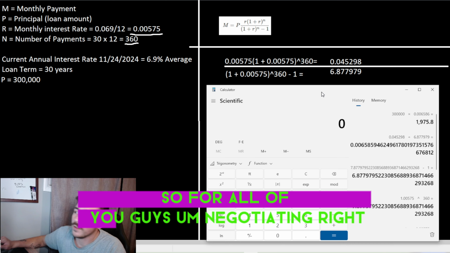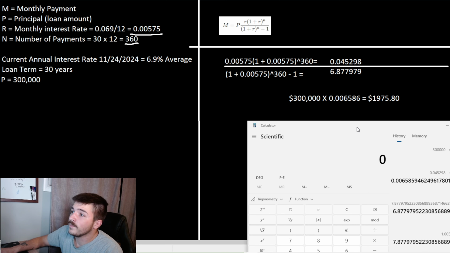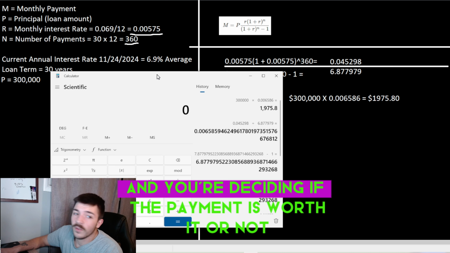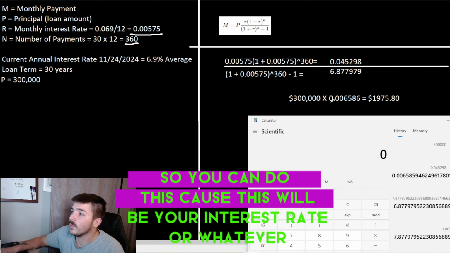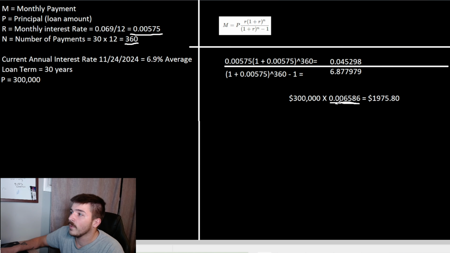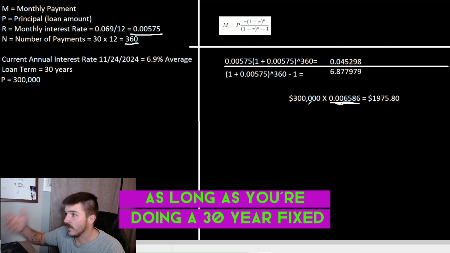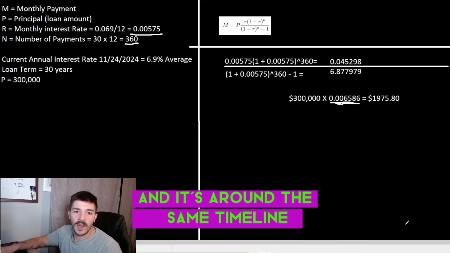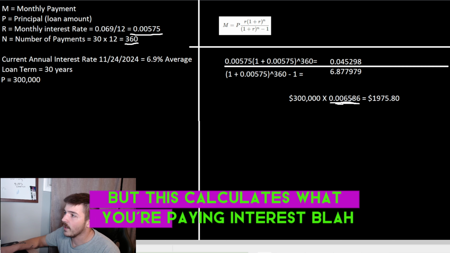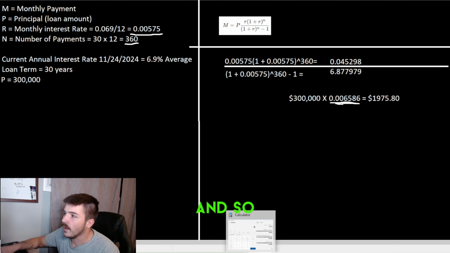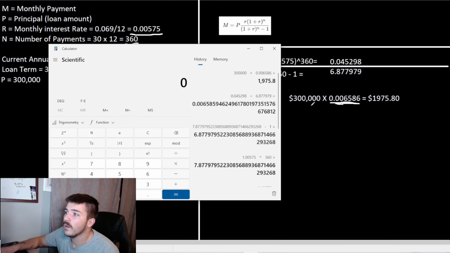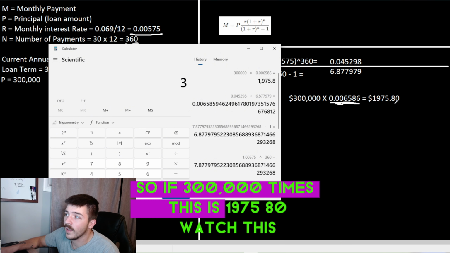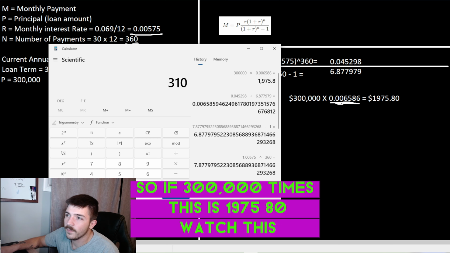I wanted to show you guys another neat thing. So for all of you guys negotiating, right? And you're deciding if the payment is worth it or not. You can do this because this will be your interest rate, as long as you're doing a 30-year fixed and it's around the same timeline. This calculates what you're paying. So if 300,000 times this is $1,975.80, watch this.